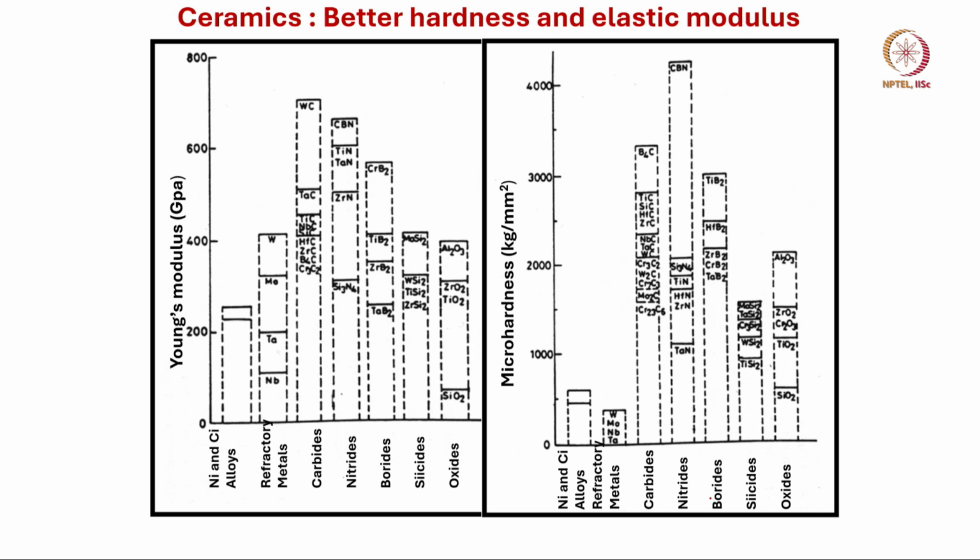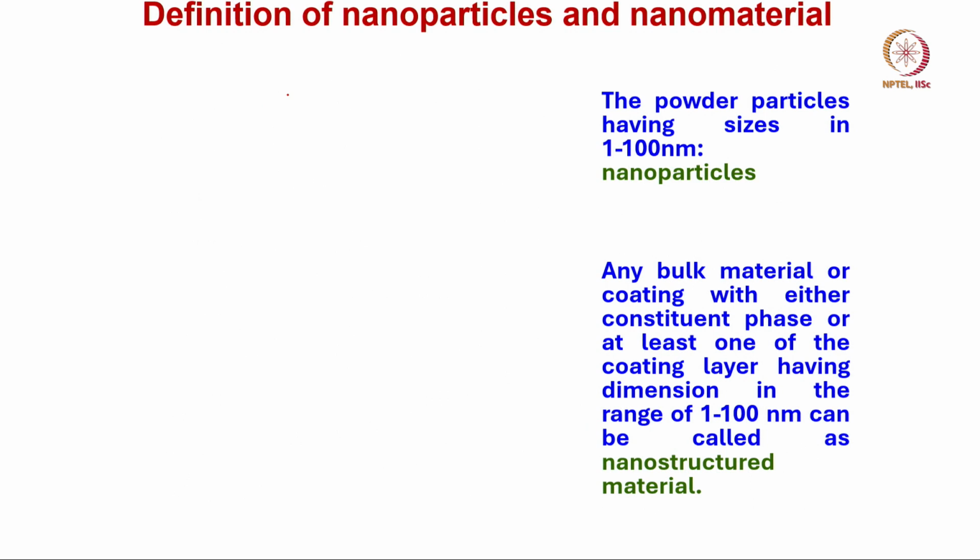Ceramics also have better hardness and elastic modulus. Hardness wise, you can see the micro hardness of some of the ceramics, cubic boron nitride and boron carbide, is much higher than that of tungsten, moly and some of the refractory materials. Elastic modulus wise, tungsten carbide has a much higher elastic modulus. So, this shows why these materials are sought after and quite widely used for many engineering applications.